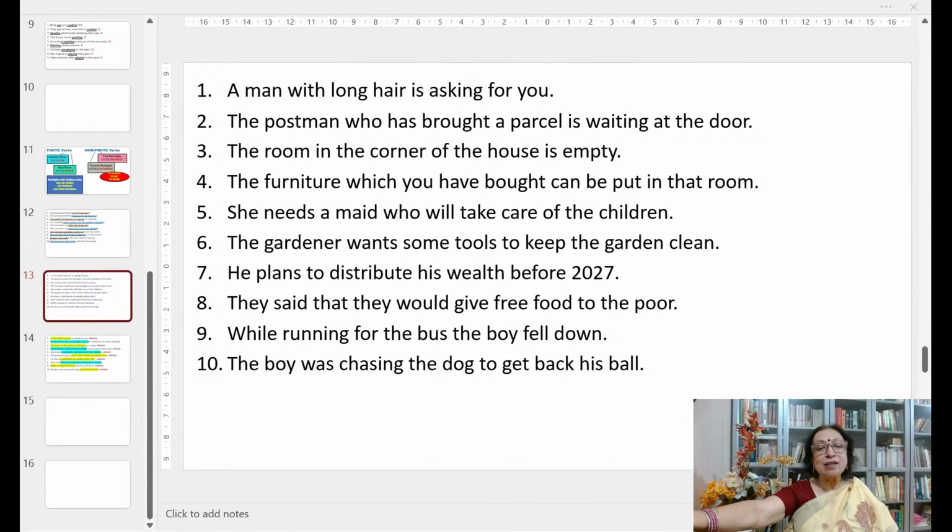To keep the garden clean is not a clause, because to keep is non-finite verb. Keep is not a verb here. It is a non-finite. To plus verb can never be a finite verb. I showed you the chart and I told you that the infinitive form can never be a finite verb. To keep the garden clean is a phrase.